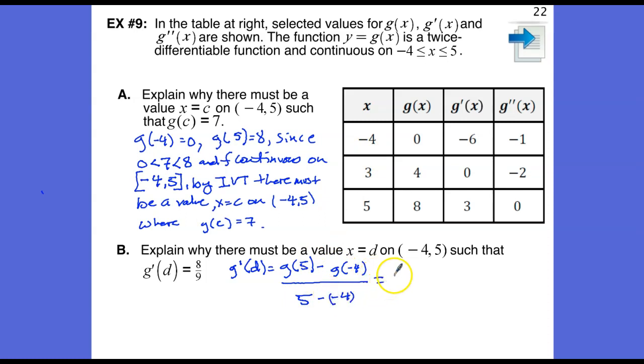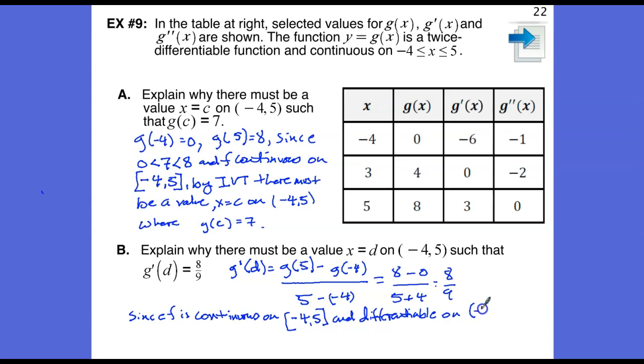And so that's going to be equal to g of 5, which is 8, minus g of -4, which is 0, over 5 minus a negative 4, which is 5 plus 4, and that's equal to 8/9. So here's what we're going to say. Since g is continuous on the closed interval from -4 to 5 and differentiable on the open interval, by the mean value theorem, there is a value d such that g prime of d equals 8/9.